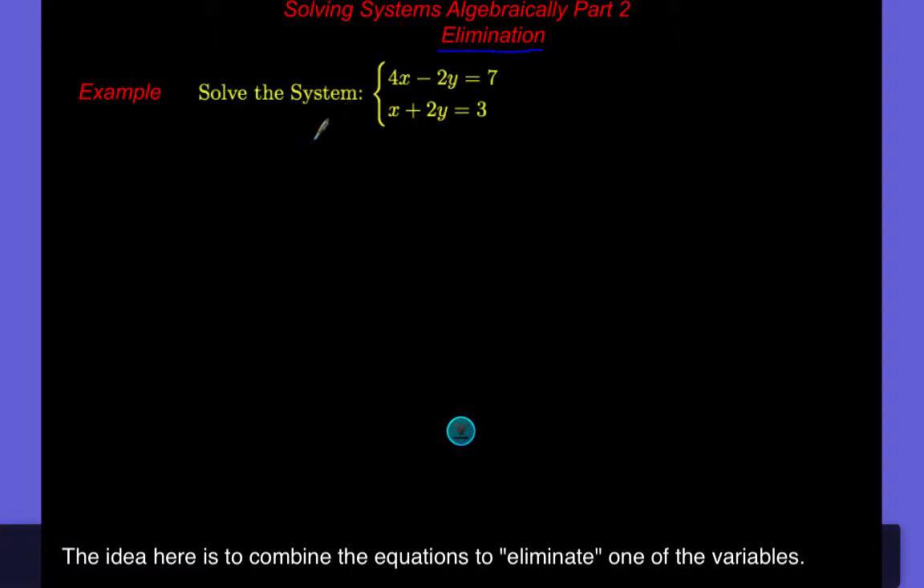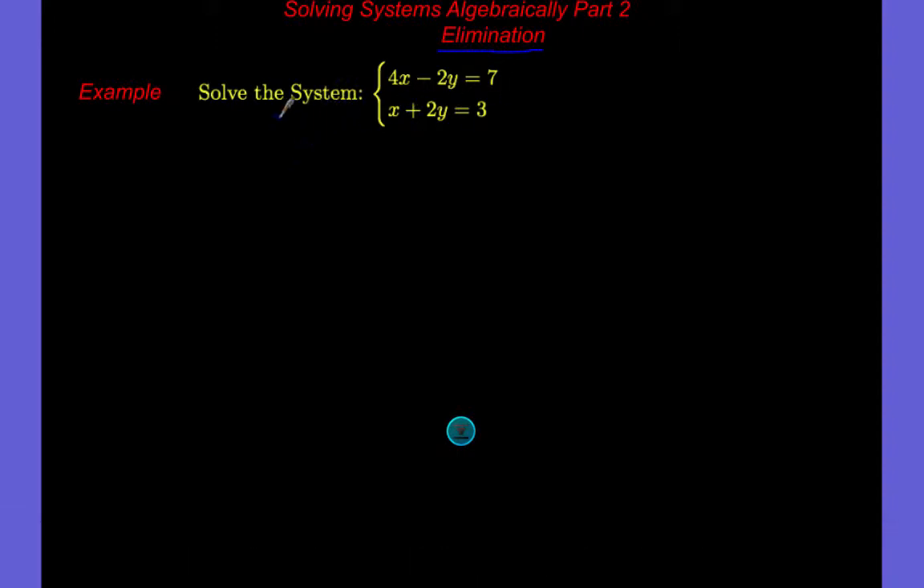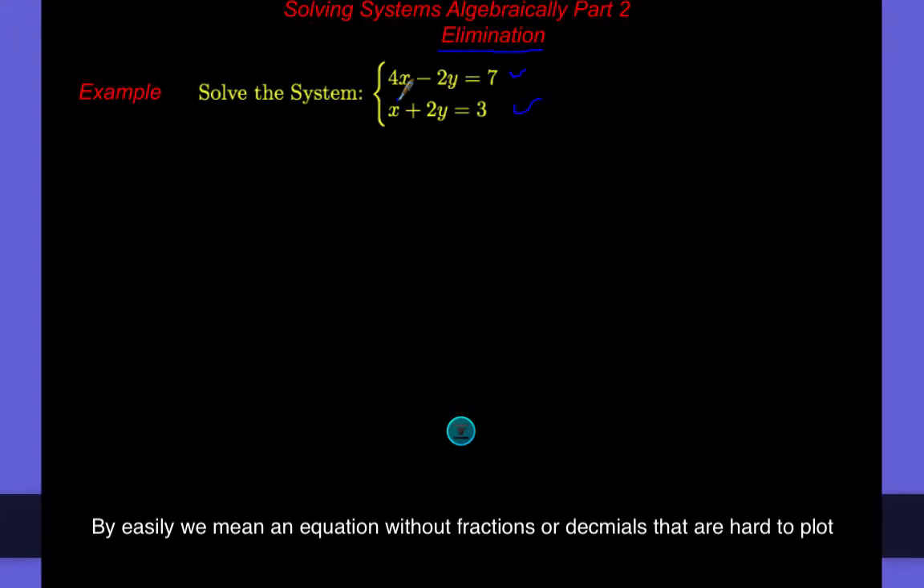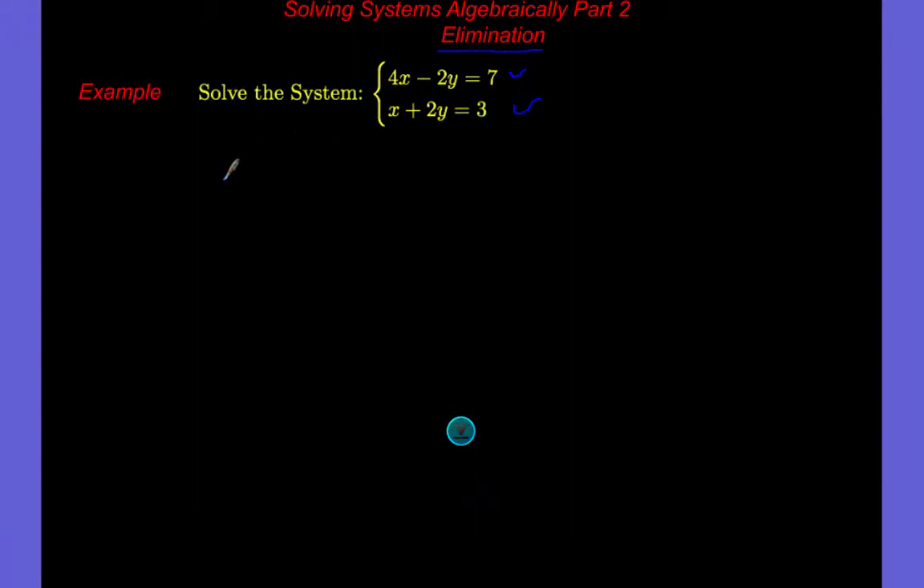Okay, so let's for example, look at solve the system 4x minus 2y equals 7 and x plus 2y equals 3. So both are in standard form. There's not one I really could solve for y very easily. So I'm not going to use graphing and I'm not going to use substitution because those are going to be more challenging. So we have this other idea called elimination.